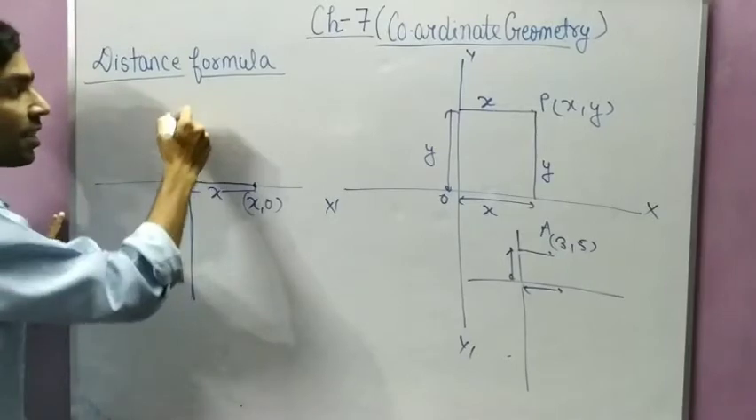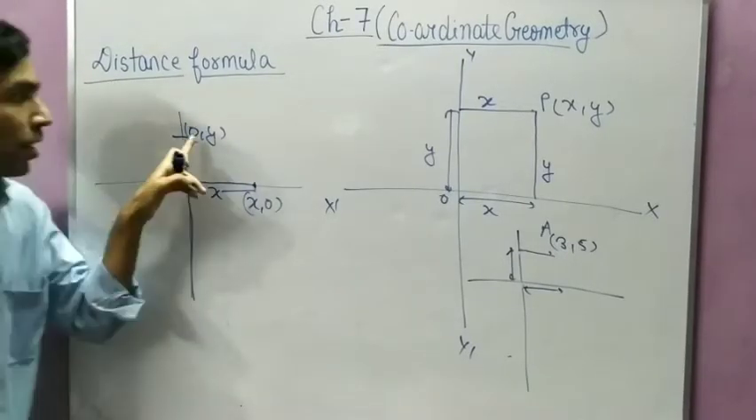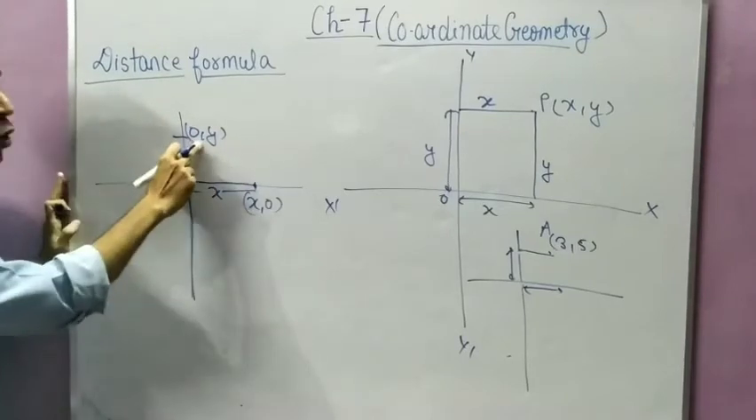On the y-axis, the coordinate is (0, y), and 0 is what?